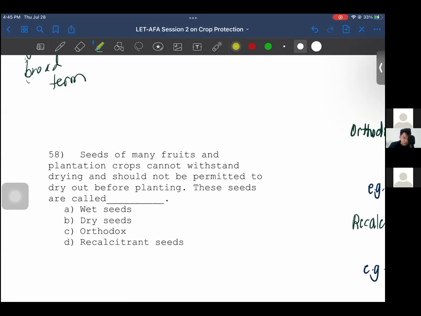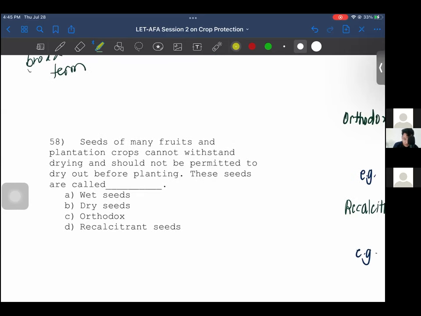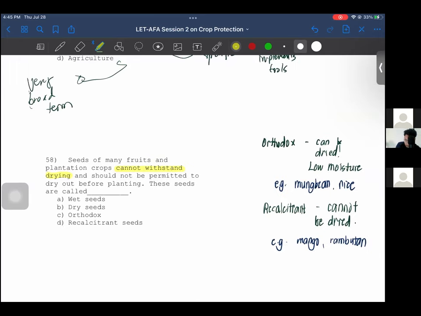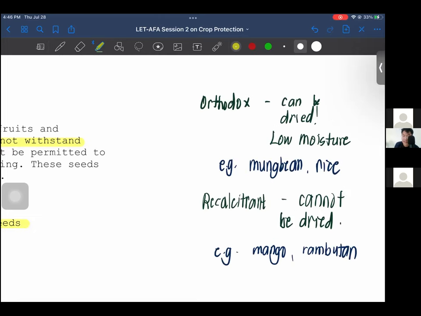Okay, here. Seeds of many fruits and plantation crops cannot withstand drying and should not be permitted to dry out before planting. These seeds are called, the answer for this is letter D, which is recalcitrant. So here is the difference between orthodox and recalcitrant seeds. Kapag sabing orthodox, so it can be dried. It can survive even with low moisture.